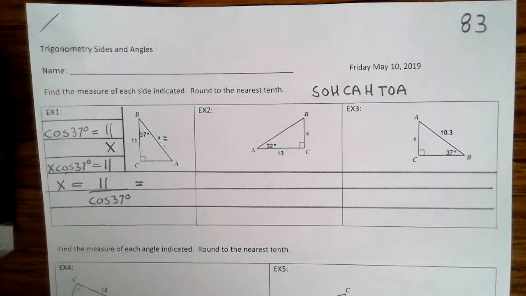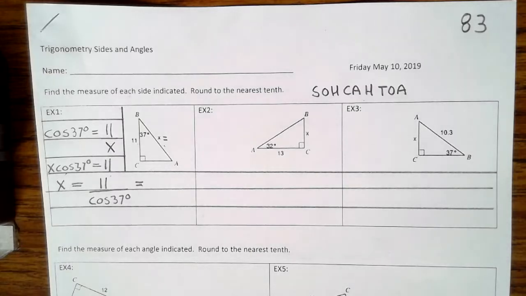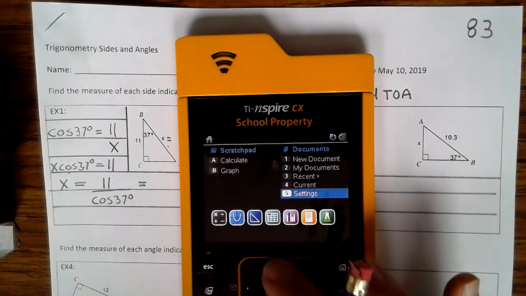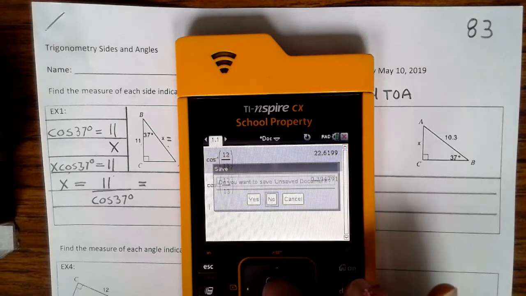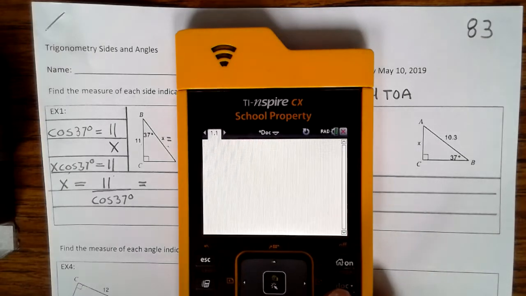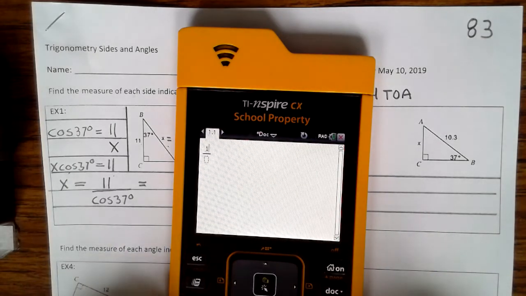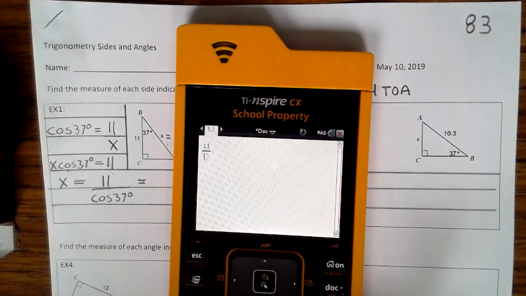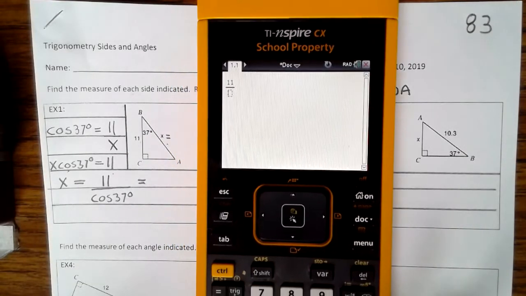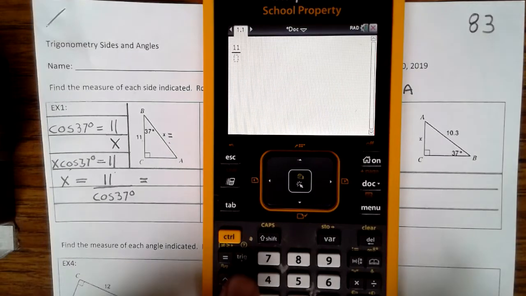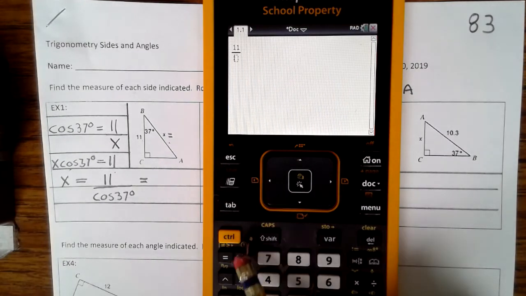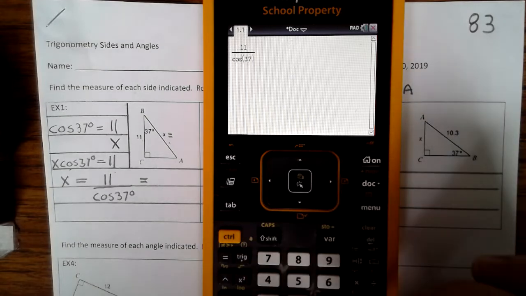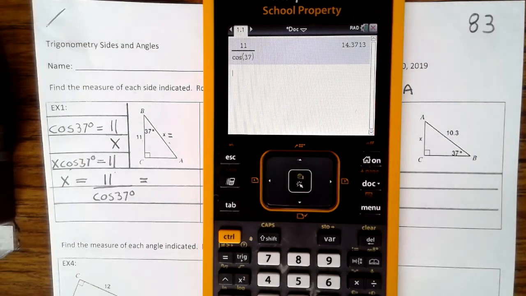Okay, so let's put that in our calculator. So new document, add calculator. We're going to press Control divide, 11 divided by cosine. Now to put cosine in, there's a trig button, which is right there next to the equal sign. Press that. Cosine of 37. Now, you might think, oh, that's the correct answer, but you need to check something.